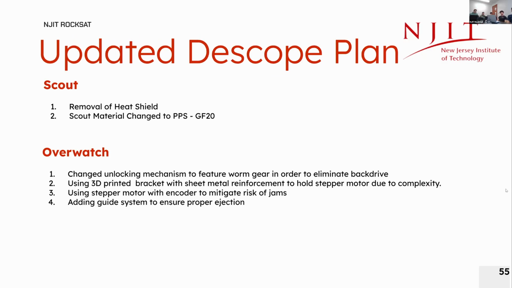Updated D-scope plan. Most of it is unchanged for Overwatch, but for Scout we have the removal of the heat shield. We're under the assumption that we're only going to be measuring while it's in space. Once it enters reentry, it's pretty much pointless. So we're not going to be using machined aluminum anymore. It's not necessary, and therefore the Scout material has been changed to PPS filaments.